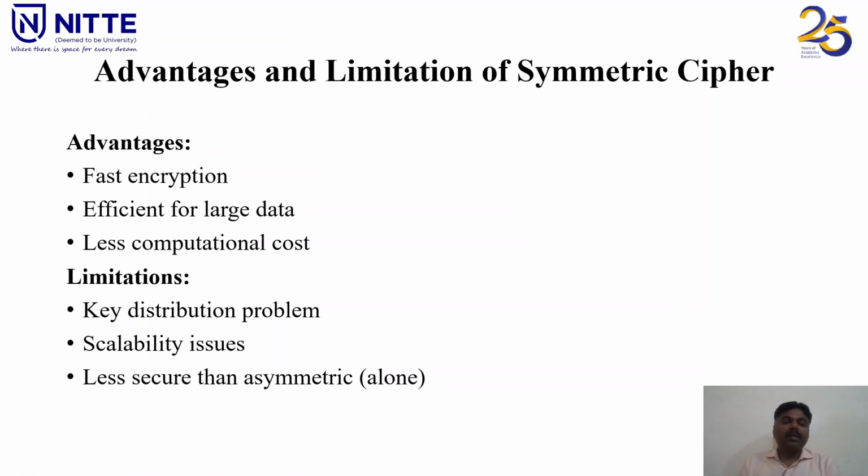Let us try to understand the various advantages and limitations of the symmetric cipher. Advantages: it performs fast encryption, it is efficient for large data, and the computational cost is lesser. When it comes to the limitations: key distribution problem, scalability issues, and less secure than asymmetric. Because keeping the key secret is more challenging, we call it less secure than asymmetric.